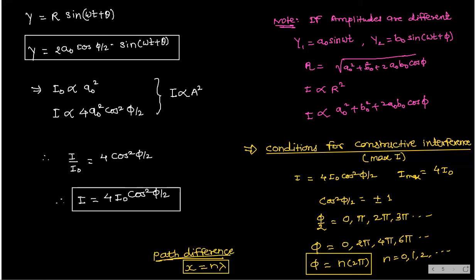So for constructive interference, what should be the phase difference? n into 2 pi. Okay. And what should be the path difference? x is equal to n lambda, where n is equal to 0, 1, 2, and so on. Clear? Conditions for constructive interference. Understood?